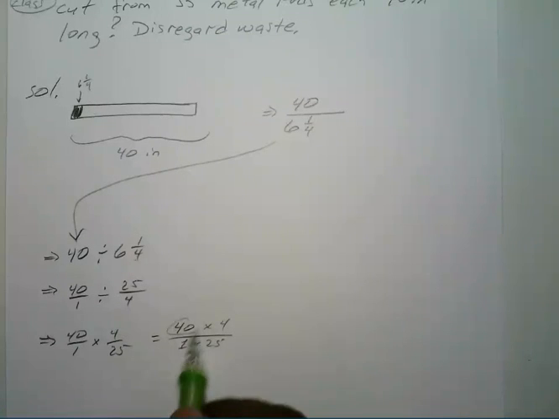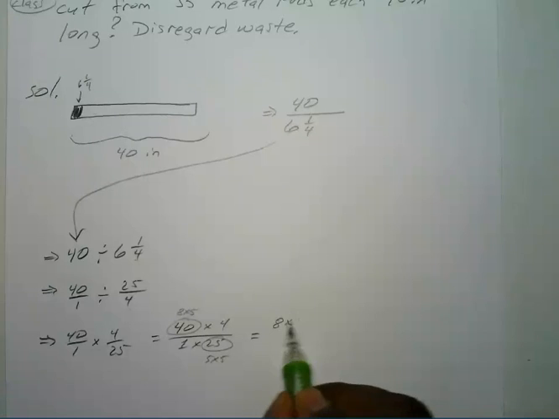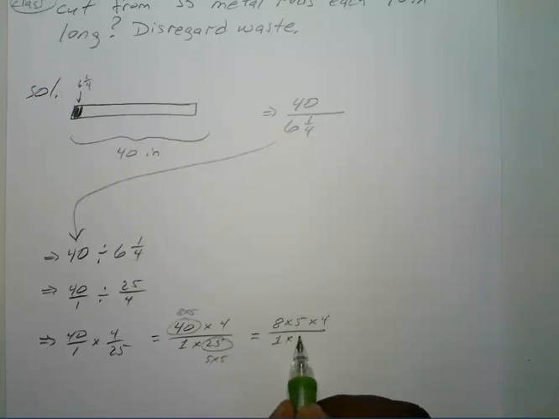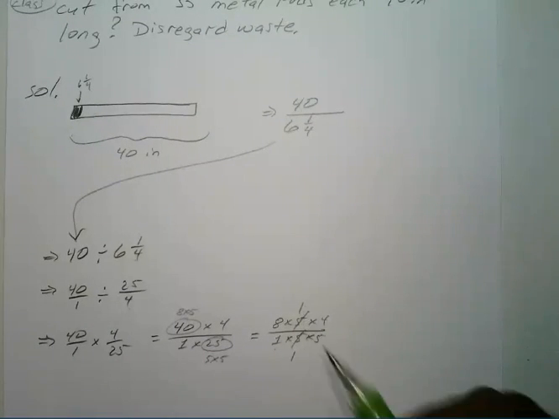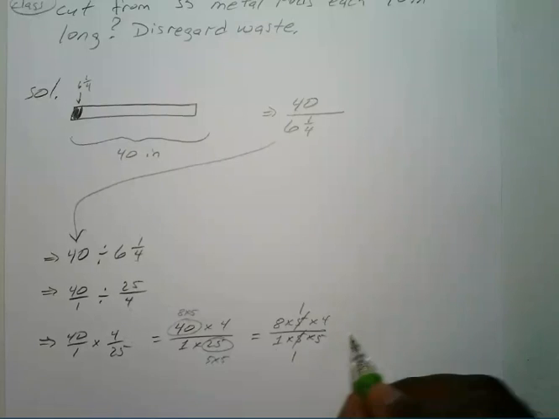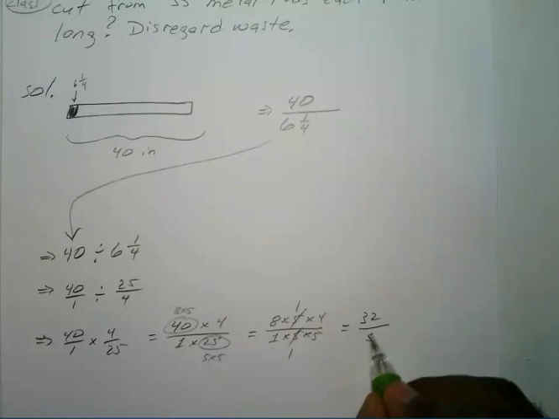All right, so this 40 can become 8 times 5. And I picked 8 times 5 because this 25 is going to become 5 times 5. So we know one of those 5 is going to cancel out. So we have, instead of 40 times 4, 8 times 5 times 4 over 1 times 25. So that's 1 times 5 times 5. And you really didn't have to put the 1 there, but I did it anyway. Okay, so this 5 and this 5 cancel each other out and become 1. So we have 8 times 1 times 4, which is 32, all over 1 times 1 times 5, which is 5.